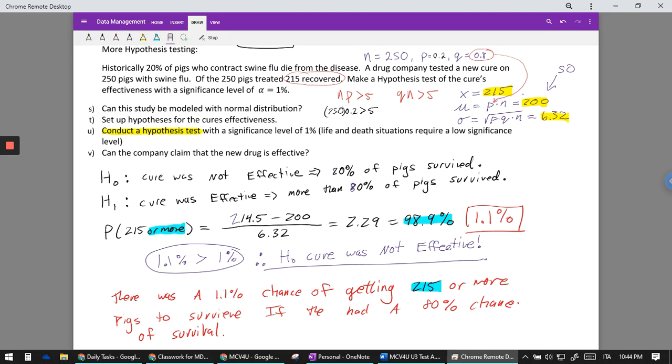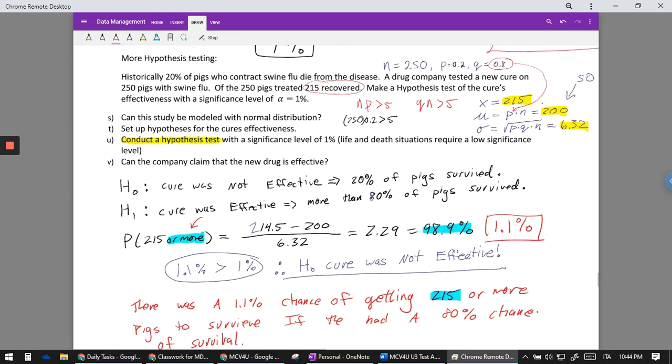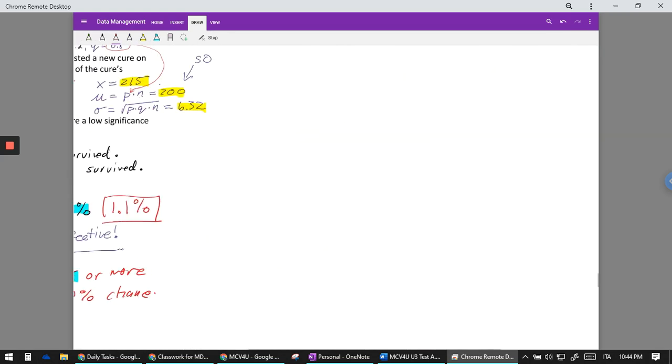Another area where students could mess a question up like this is why did I decide to do 215 or more rather than 215 or less? Let's go back to the chart, okay? So basically, we were expecting 200 pigs. We got 215, all right? And so I want to figure out, oh, that's not going to work out for us. Here we go. Let's go ahead and boom. All right, there we go.